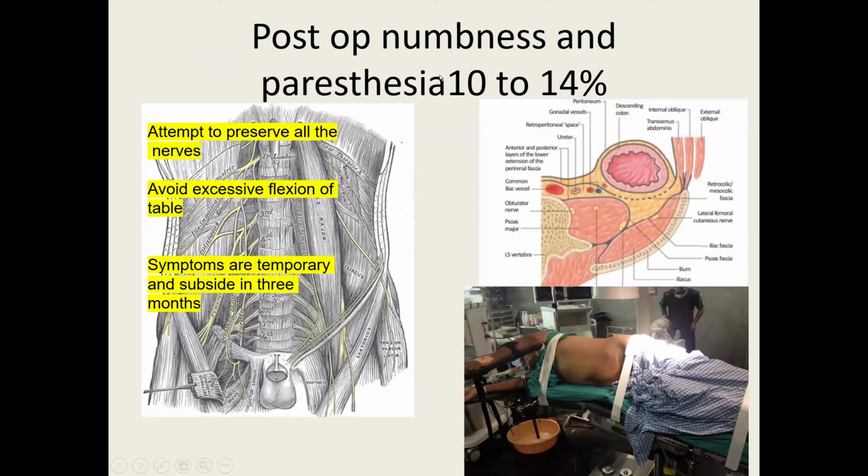The most irritating complication is post-op numbness and paresthesia. It's quite high, almost 10%, but fortunately they are temporary. So the attempt is to preserve all the nerves and avoid excessive flexion while positioning the patient, because that can cause neuropraxia. If it develops, reassure the patient and treat symptomatically. Most of the time they recover.